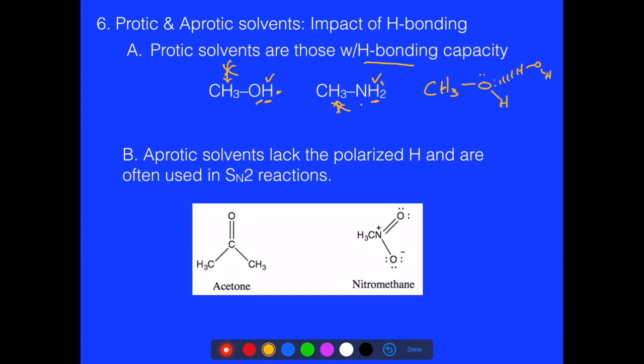Aprotic solvents lack the polarized hydrogen, and they're often used in SN2 reactions. That would include something like acetone or nitromethane, which don't have those hydrogens attached to an oxygen here, here. These are often used in SN2 reactions because they don't hold on to the nucleophile as strongly and allow something like iodine to actually react. These are referred to as aprotic solvents. They don't have hydrogen attached to an oxygen or a nitrogen. They do have hydrogens, but these are not attached to an oxygen or nitrogen, so they're not considered protic, so they're referred to as aprotic.